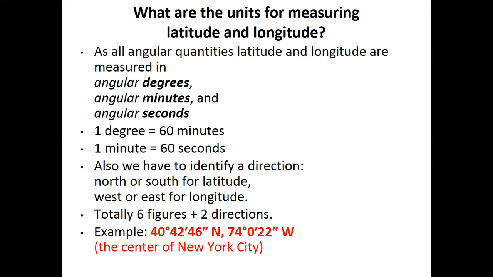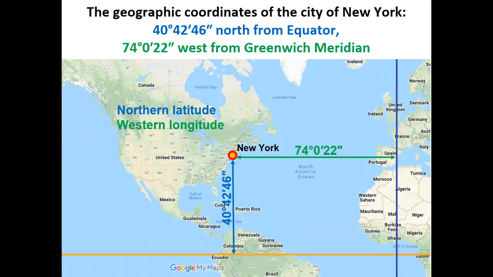So for example, this is the record in the bottom of the slide. You could see in red the geographic coordinates of New York City. These marks of degrees, angular minutes, and angular seconds could be recorded like that. It has 40 degrees and 42 minutes to the north from equator, and 17 degrees with some seconds to the west from the Greenwich meridian. So this is how it looks like.